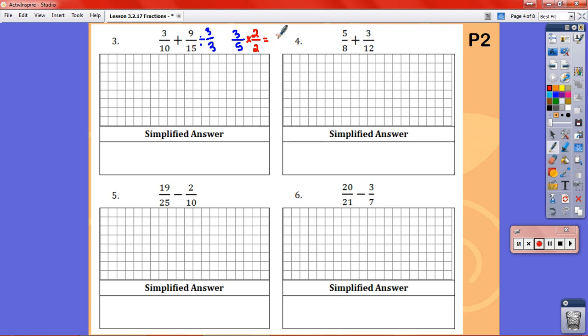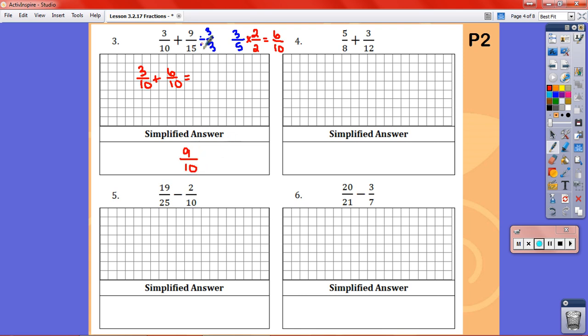3 times 2 is 6, and 5 times 2 is 10. We get 6/10. So we can add 3/10 and 6/10 to get 9/10.